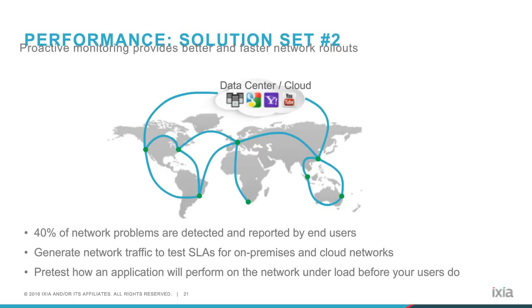Proactive monitoring has several fundamental benefits, including the ability to know immediately what the performance level of your network is, or the ability to understand how well your applications are running, and the ability to validate service level agreements, both on-premises and in the cloud. And last, the ability to actively test network upgrades during a maintenance window before your company employees do.